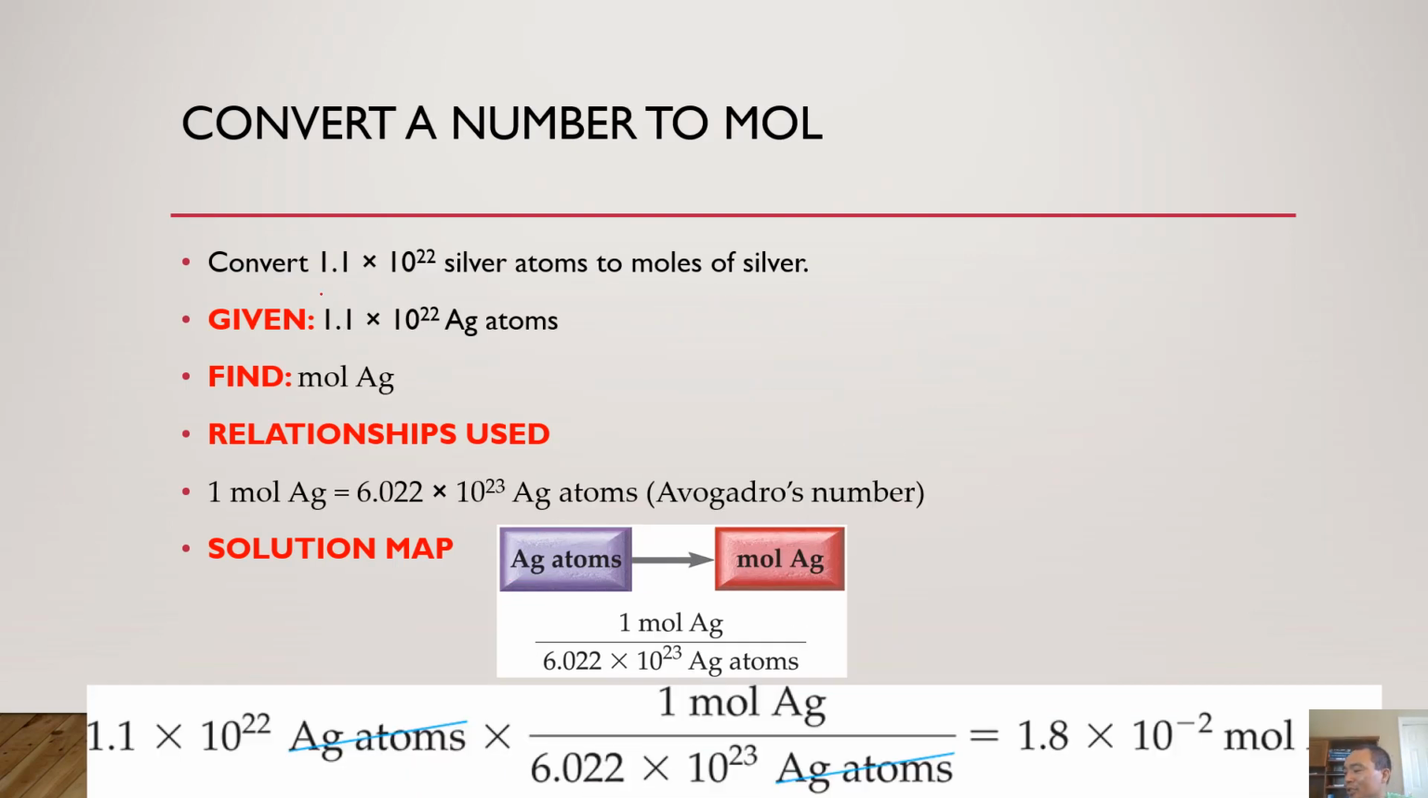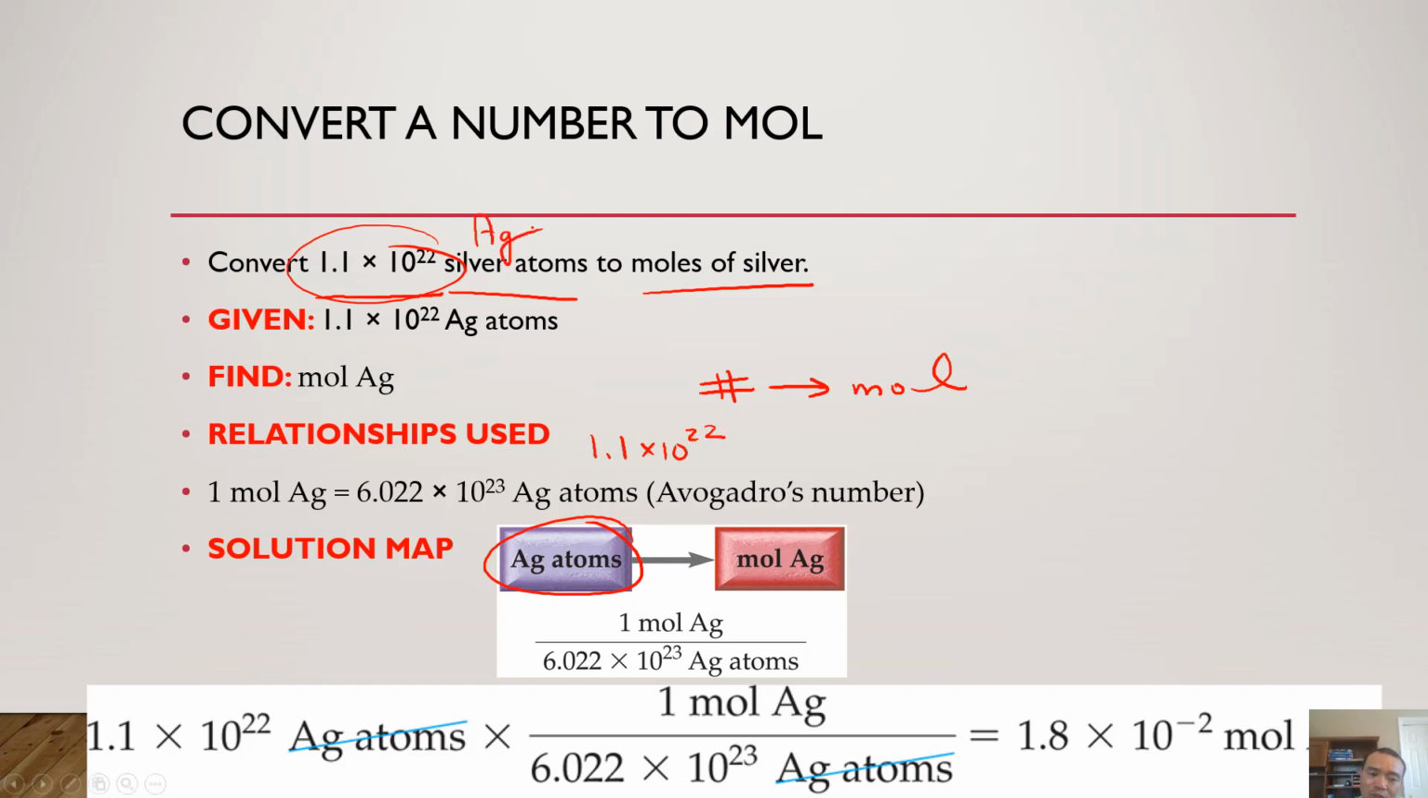So convert a certain number of silver atoms to the mole. We have a number. A lot of times I just write it this way: convert a number to mole. How do you do that? You start with the number, which is over here, 1.1 times 10 raised to 22. Over here, everything is referring to silver. So if you don't specify silver, it's fine. But if you do, I'm going to demonstrate this way to you.